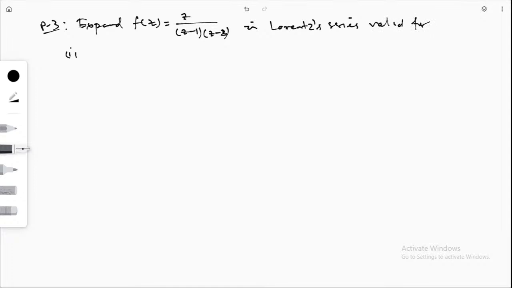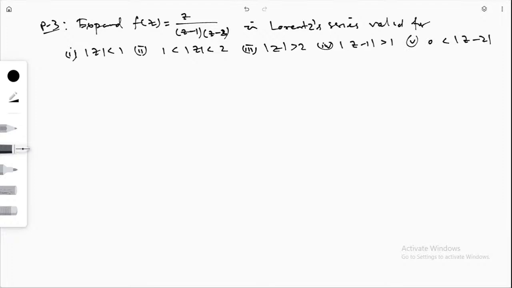So there are 5 parts. First one is valid for mod z less than 1, and the second one is valid for 1 less than mod z less than 2. Third one is valid for mod z greater than 2, and the fourth one is valid for mod z minus 1 greater than 1, and the last one is valid for 0 less than mod z minus 2 less than 1. So all possible types of problems are available in this problem.